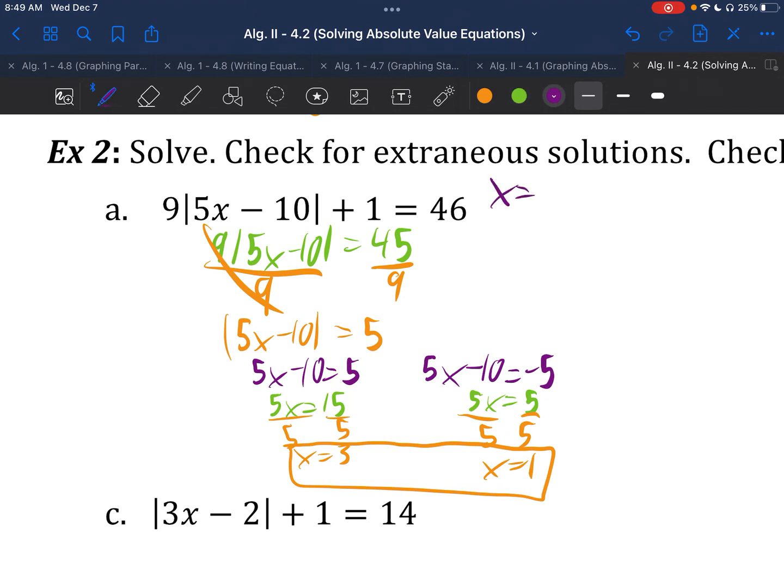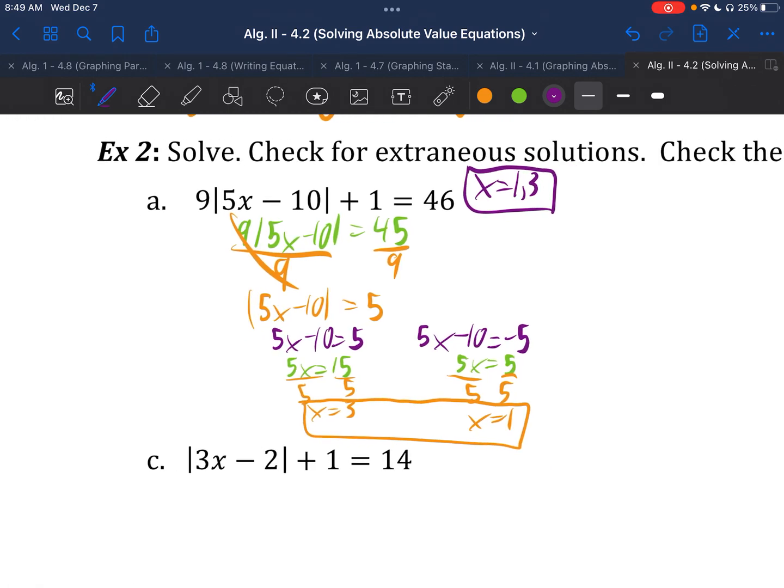And if you want to, you could also write it like we've talked about before, where maybe you put x equals 1 comma 3, like you write them together, least to greatest. That's also great. Either one is fine. And then checking solutions for extraneous solutions, so you plug it back in.